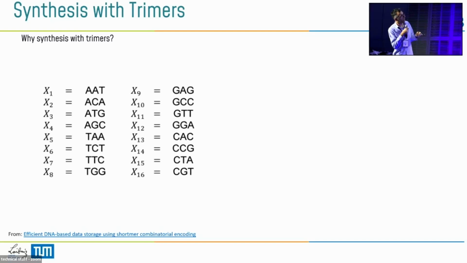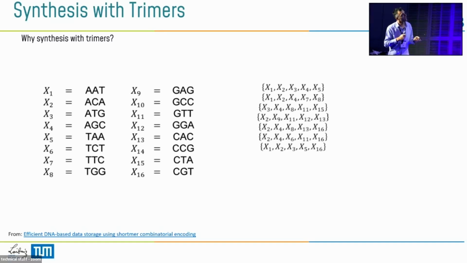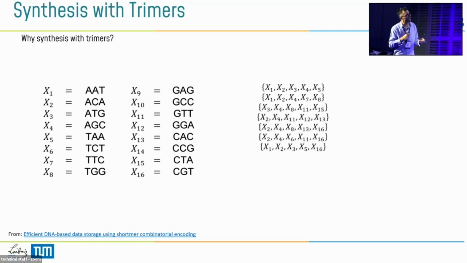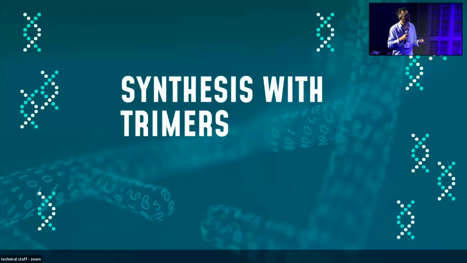So imagine we have these 16 different trimers, and instead of using only one unit at each step, we are going to use 5 different trimers at the same time and introduce them to each location, each location I mean here that I showed you.